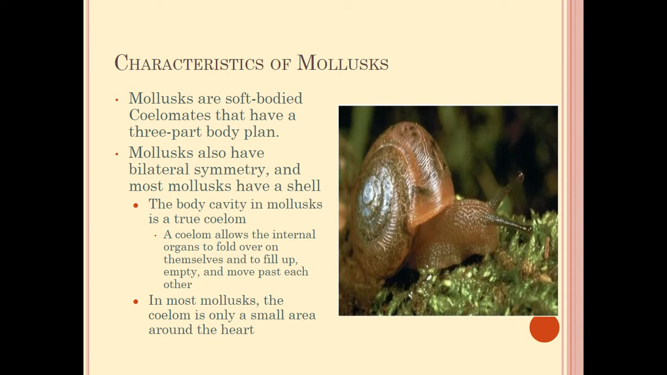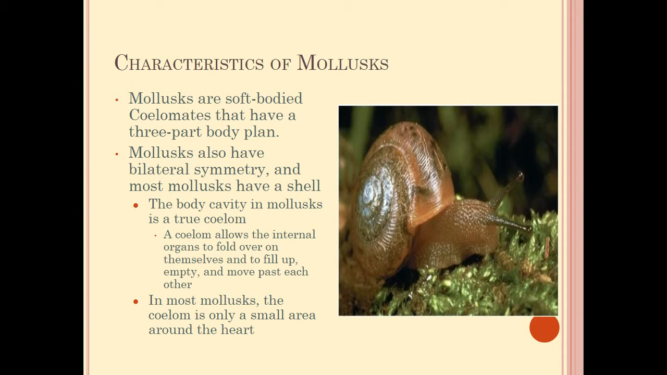They're bilateral. They also will always have a shell. The shell is just kind of to protect them. They don't develop an exoskeleton, so they use a shell in that case. Their body cavity does have a true coelom, which means it does have a true body cavity with internal compartmentalized organs. And so these will fold over themselves. They're able to move past each other because they're filled with an empty space and allow for lubrication.